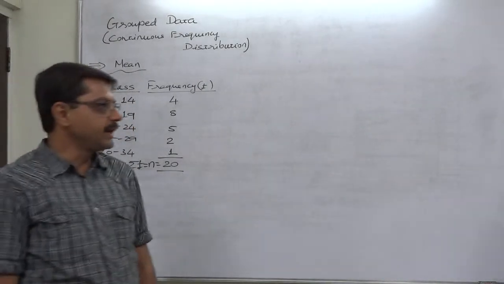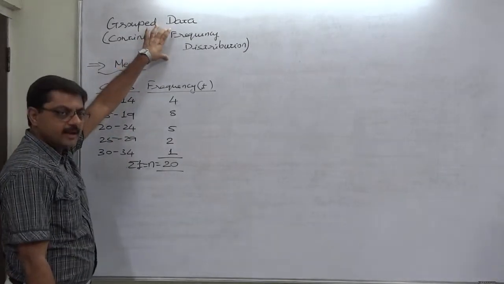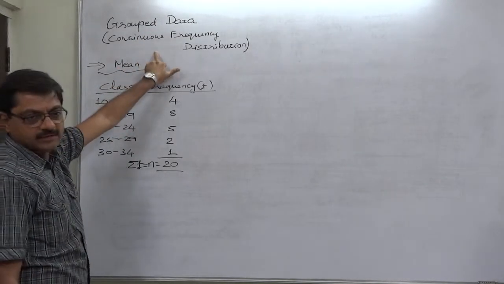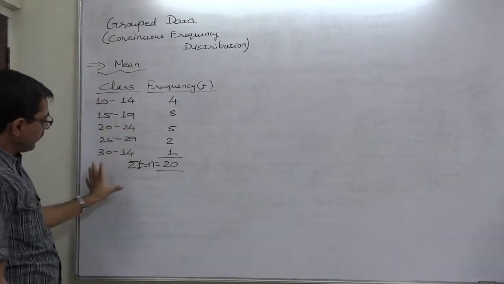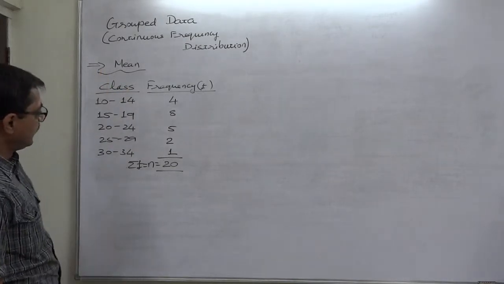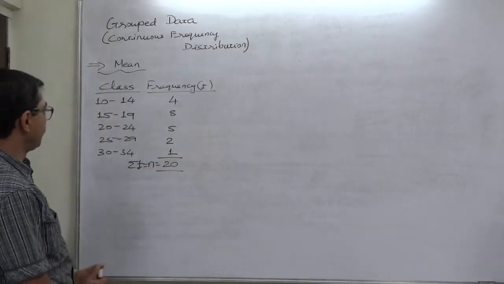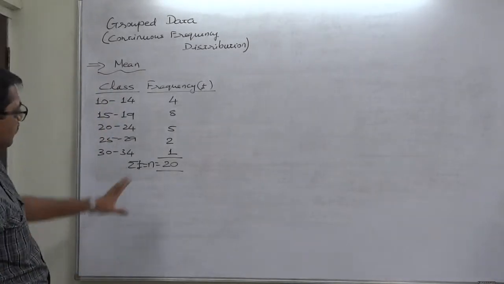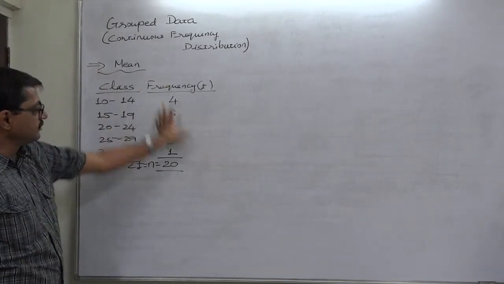Yes friends, now at last we have reached the grouped data and we know it as continuous frequency distribution. In this case the random variable is made up of a continuous random variable and it is always written together with frequency in the tabular form. In this case a simple data has been given. This is the class interval and this one is frequency.